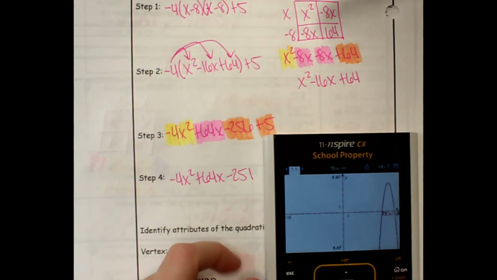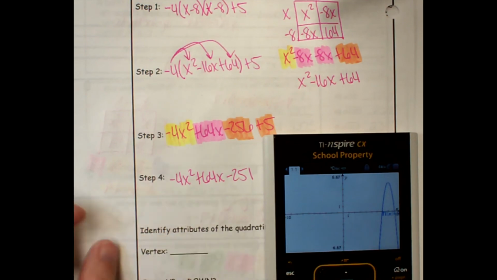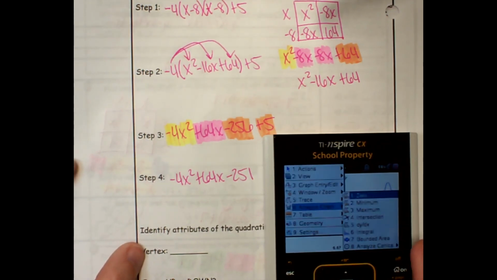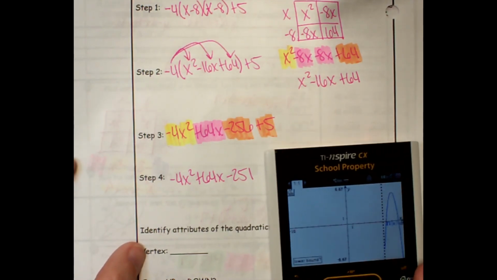So we have our graph. Last time it said we had to delete, so go back up and delete the vertex form. Then all we're dealing with is one graph, because now we still have to identify our attributes. So let's find the vertex first. Menu, analyze graph. It's going to have a maximum because in this case it's opening down, which we'll fill in that part. Our vertex is 8, 5.